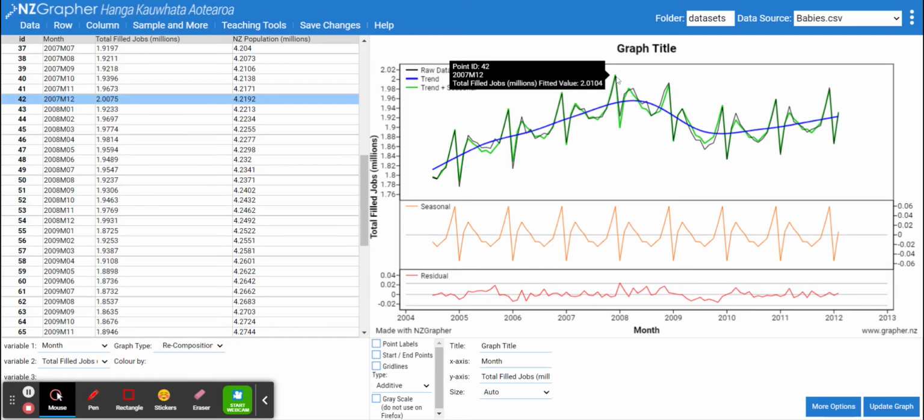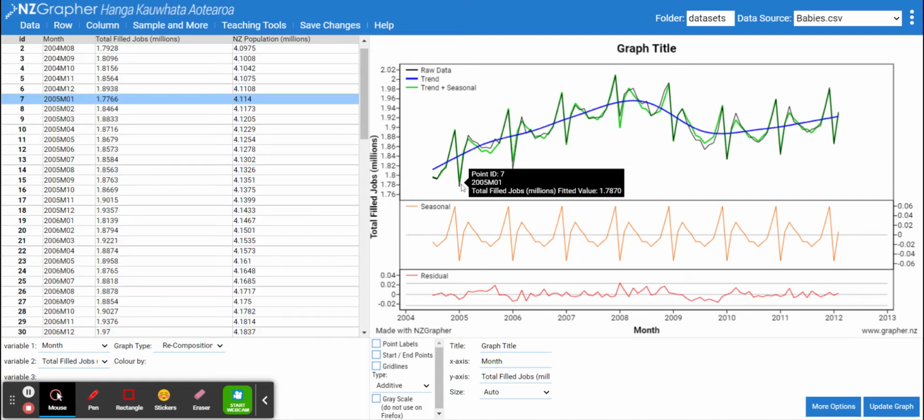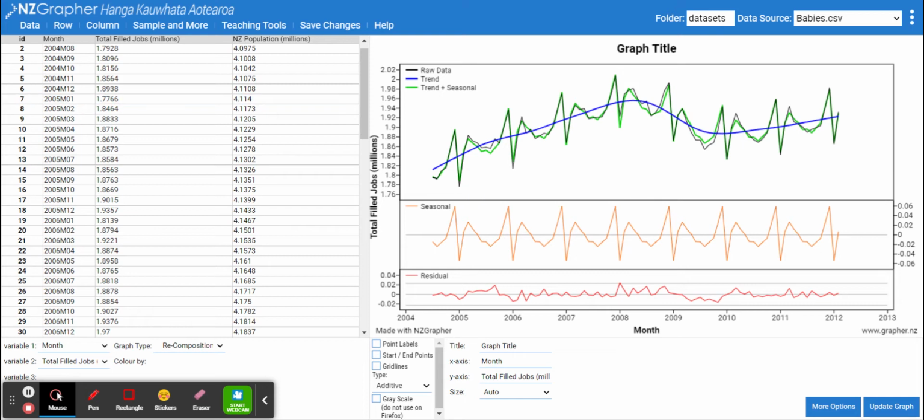so our highest point in the raw data is, let's see, that's the fitted value. Yep, so 2.0075, that's the highest point in the raw data. And the lowest point in the raw data is, that's the fitted value. Where is it? We can hover around here and we can find it. There we go, 1.7766. So that's the lowest value in the raw data.